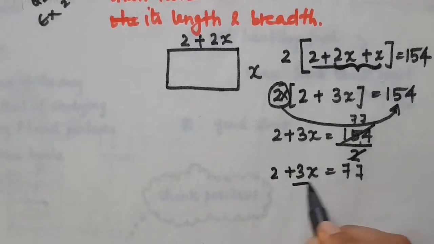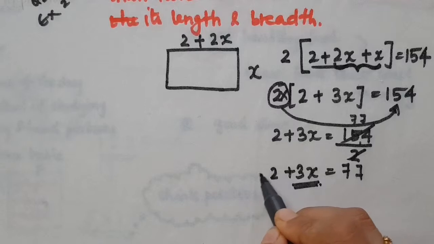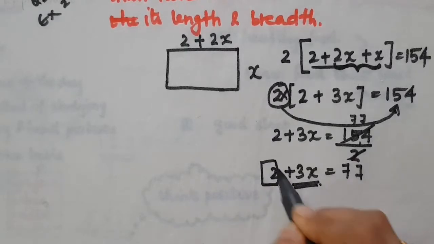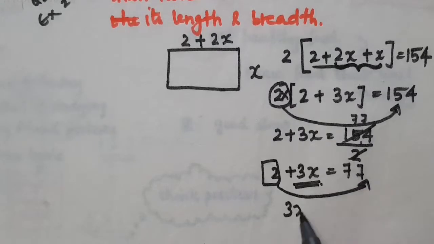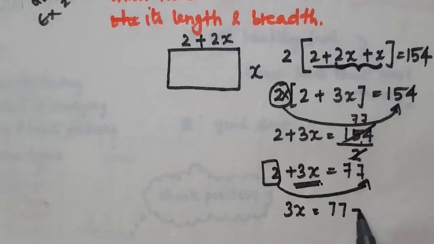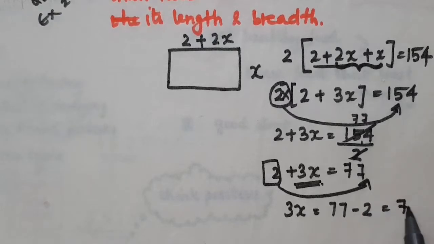Now keep the x term there itself and then take this 2. It's plus 2 because it's not any minus sign, it's plus 2. So you're taking this plus 2 to the other side as minus 2. So 3x is equal to 77 minus 2, that is equal to 75.